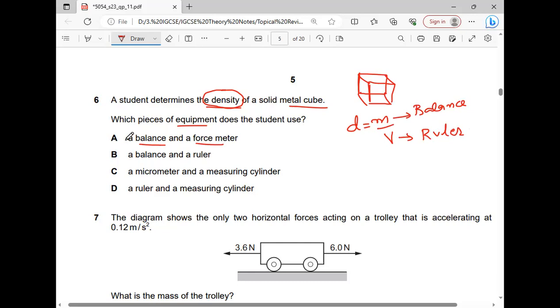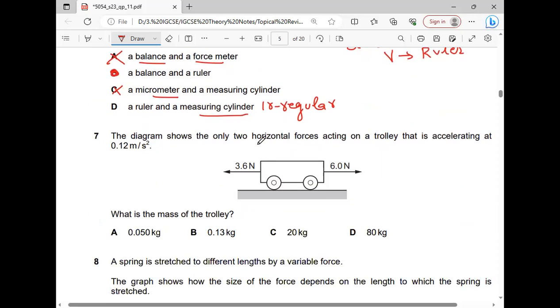Balance and force meter knobs, micrometer knobs, it is used to measure the diameter of thin wires. A ruler and measuring cylinder. Measuring cylinder is always used to determine the volume of irregular shaped body. So which option is now correct? Option B is the correct answer. Well, let's move towards the next question.